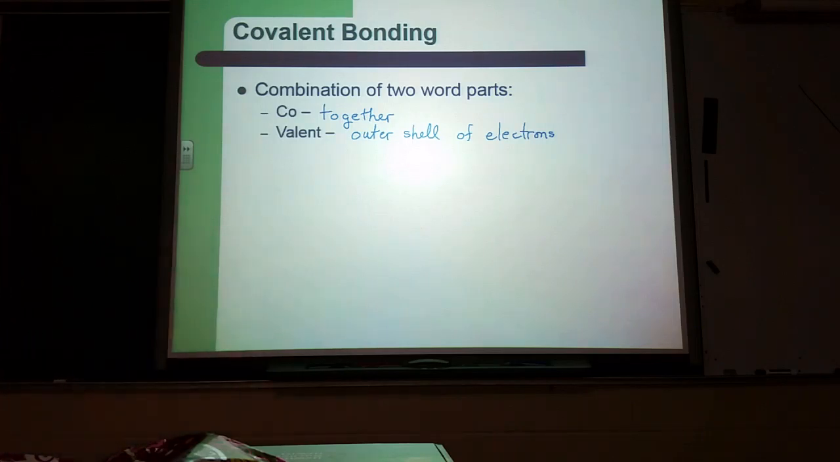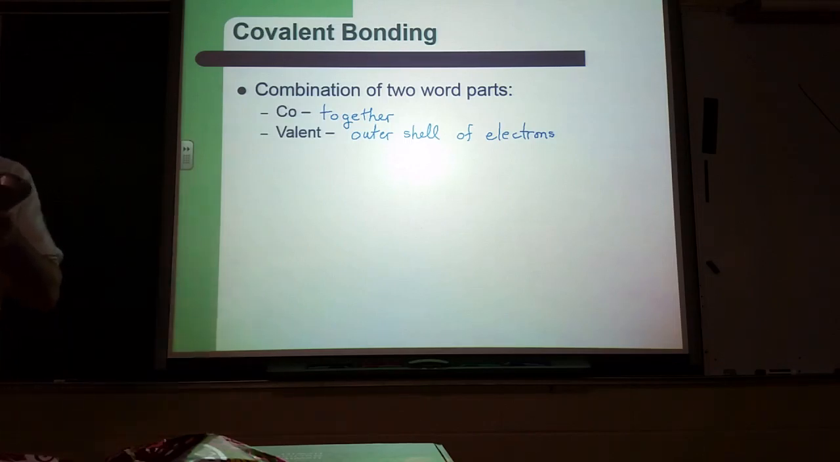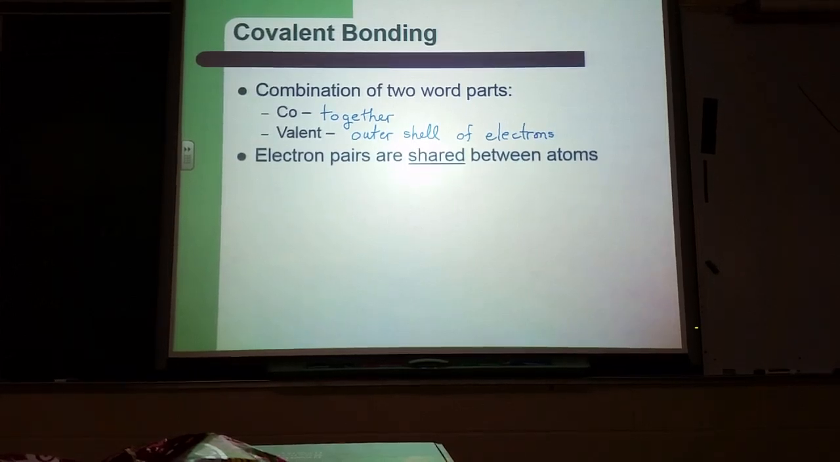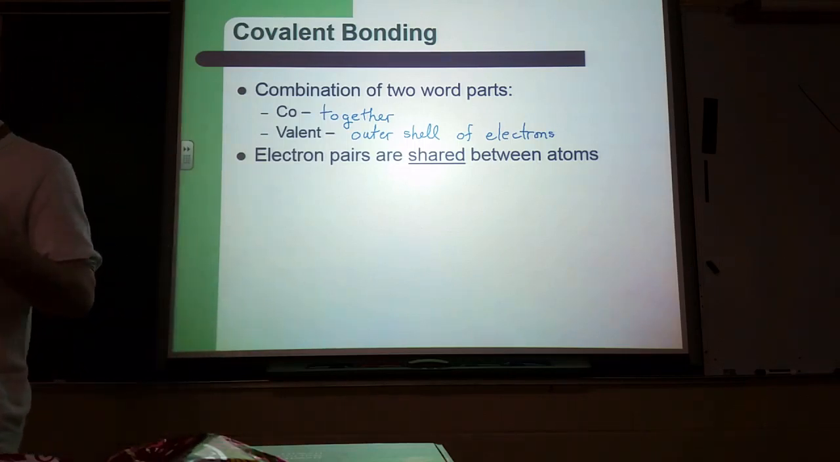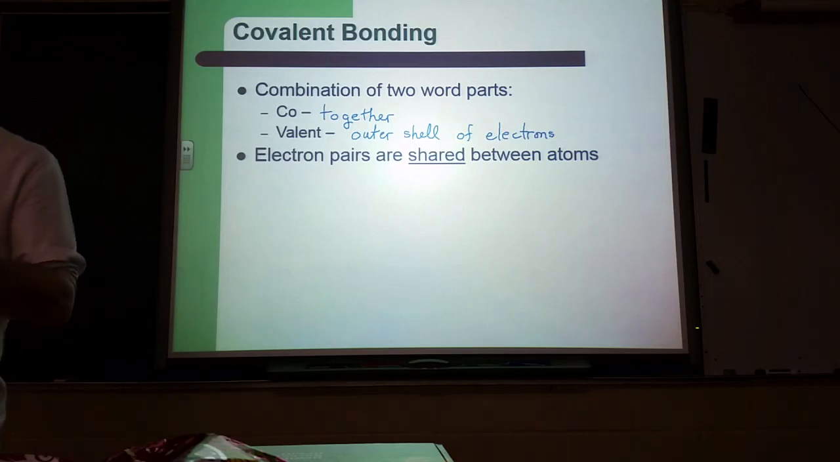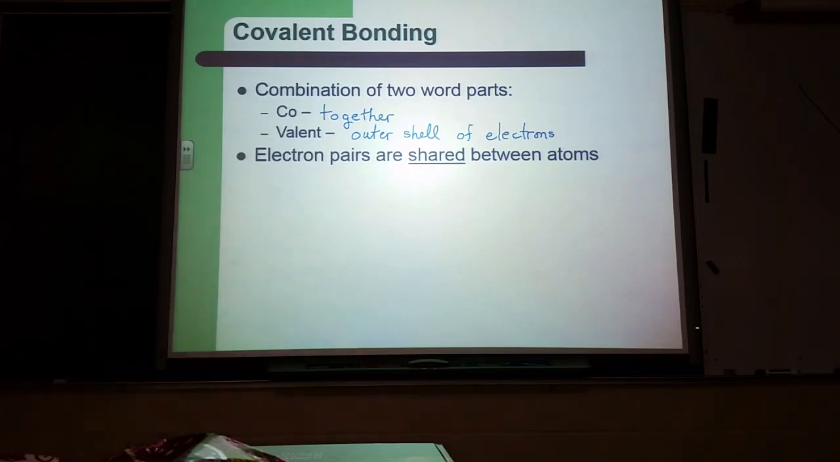So covalent means outer shells of electrons together. And as Emily indicated just a little while ago, there are reasons for that. We're going to look at that. In this case, we have a pair of electrons being shared between atoms. So it's not that one takes an electron from the other atom. It's that, hey, I need one, you need one, let's get together and share.